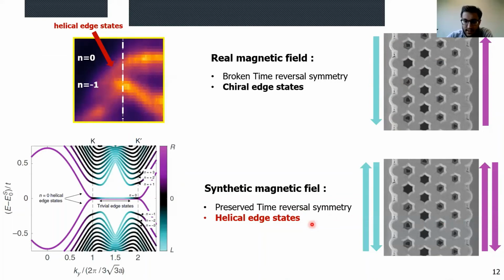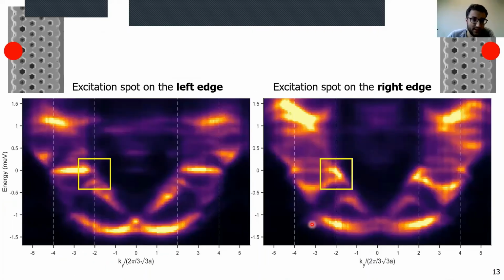To study them, we can excite the lattice on the edge. Here I will compare the dispersion. Starting with the excitation spot on the left edge, we can see a strong emission from this flat band, which is in fact the zigzag edge state degenerate with the n equals 0 Landau level. Then we have a gap, and below we have another flat state, which is the n equals -1 Landau level.